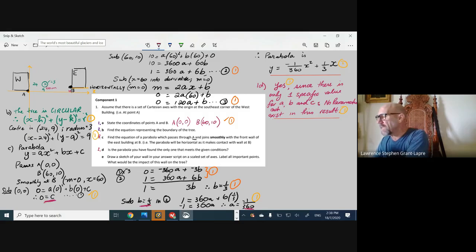Draw a sketch of your wall in your answer script on a scaled set of axes. Okay, you need a scaled set of axes. You could have used the graph paper, and it makes it easy. Every square can be a scale, and if you just use blank paper, I will measure with the ruler and see that you've put each of these in the correct positions and labeled the axes correctly.